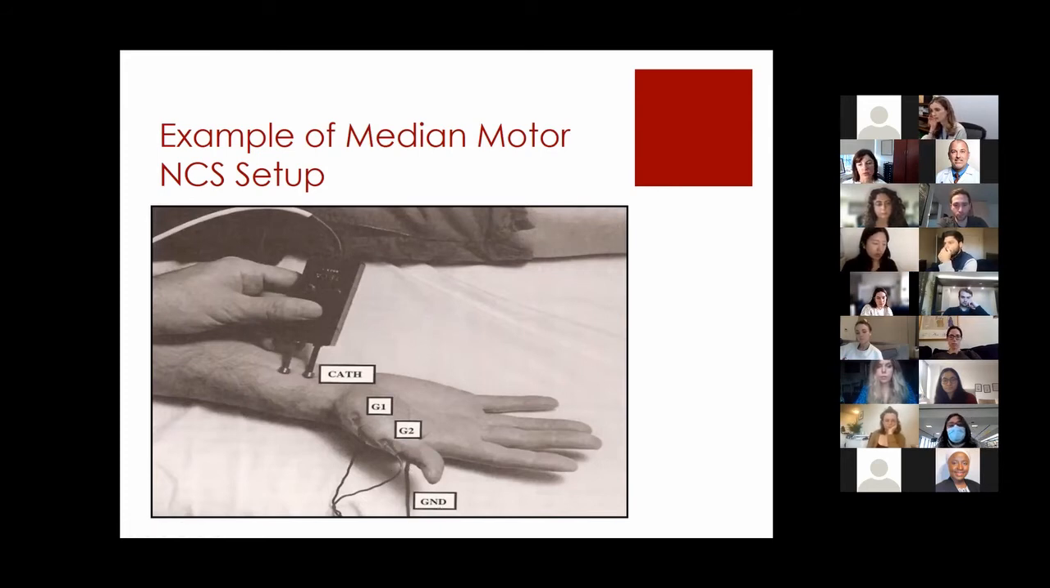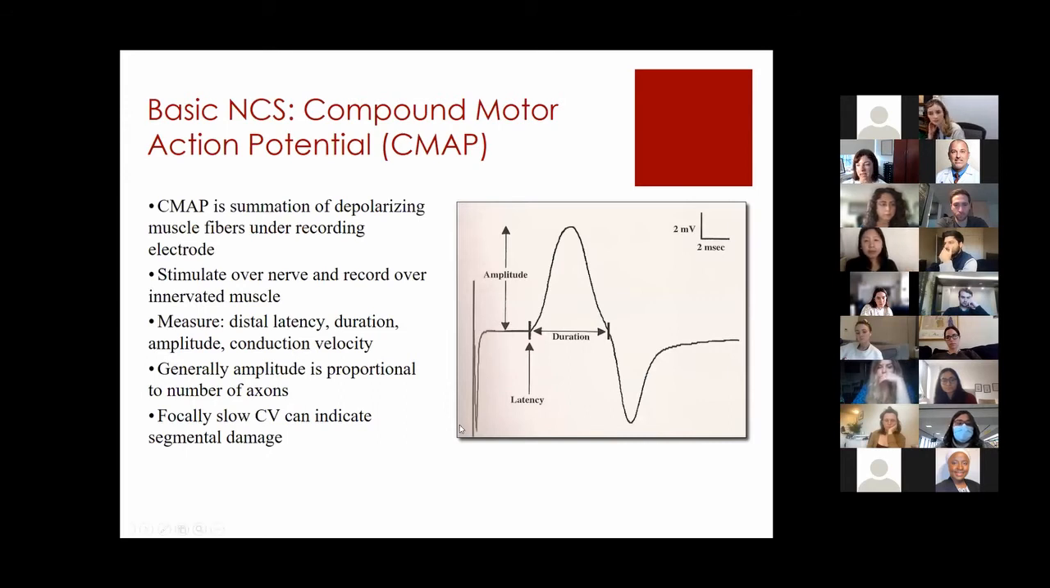So what do we get when we stimulate? What kind of recording do we get? Here is a basic motor nerve conduction recording. We call this the compound motor action potential, because that's really what it is. It's a combination of different motor action potentials, and it's a summation of these depolarizing muscle fibers under the recording electrode. So for motor nerve conductions, we're stimulating over the nerve and recording over an innervated muscle.